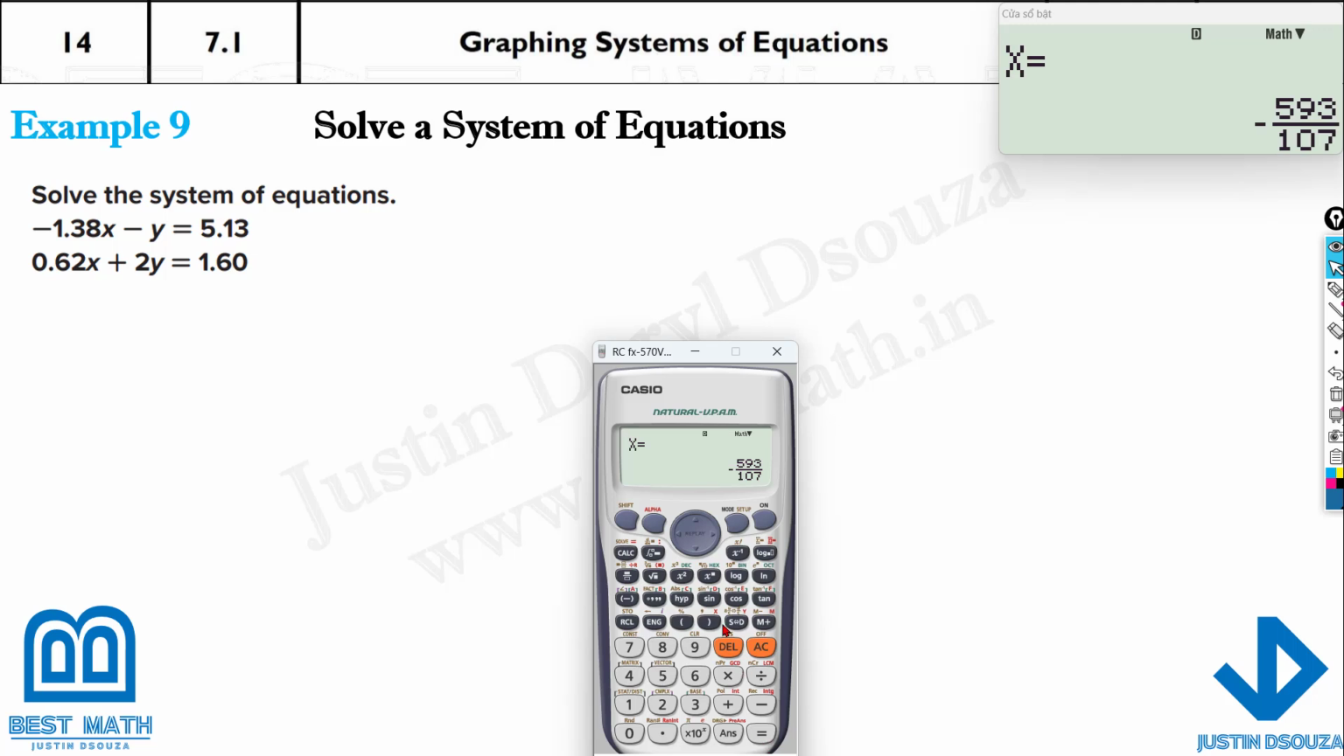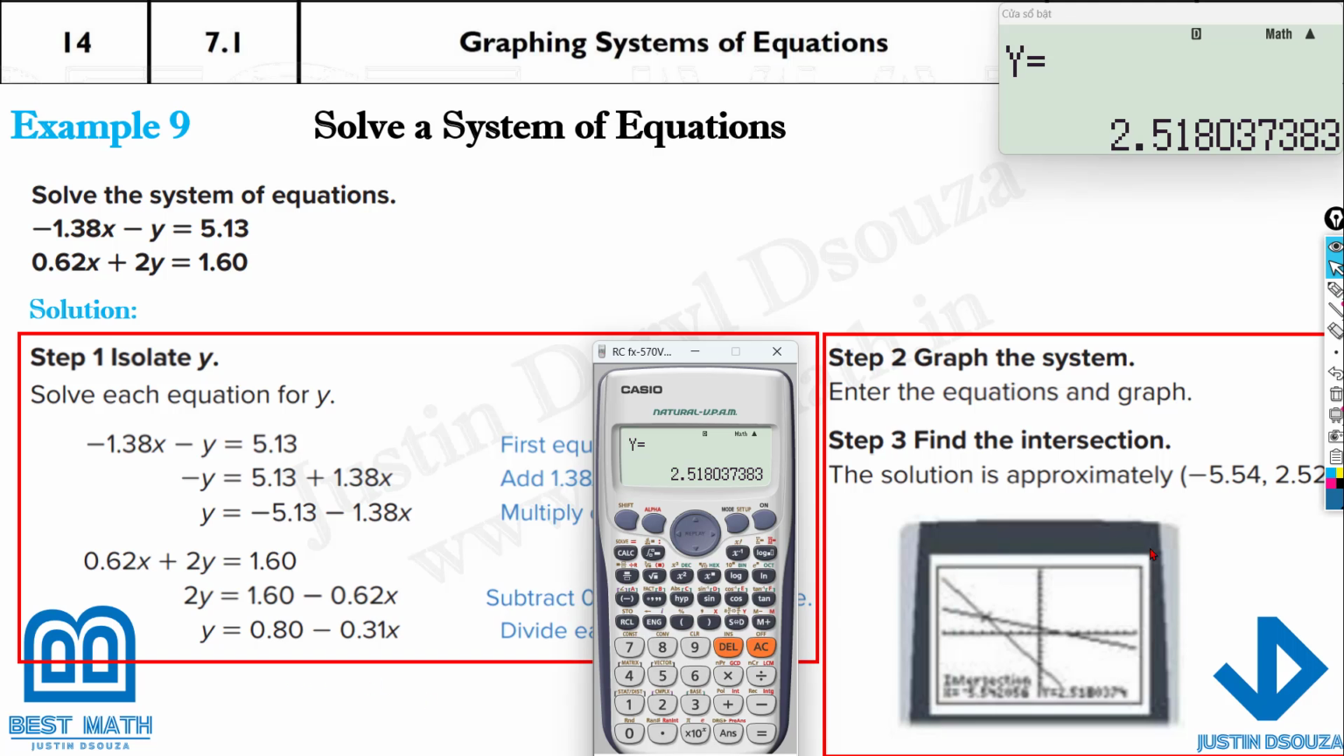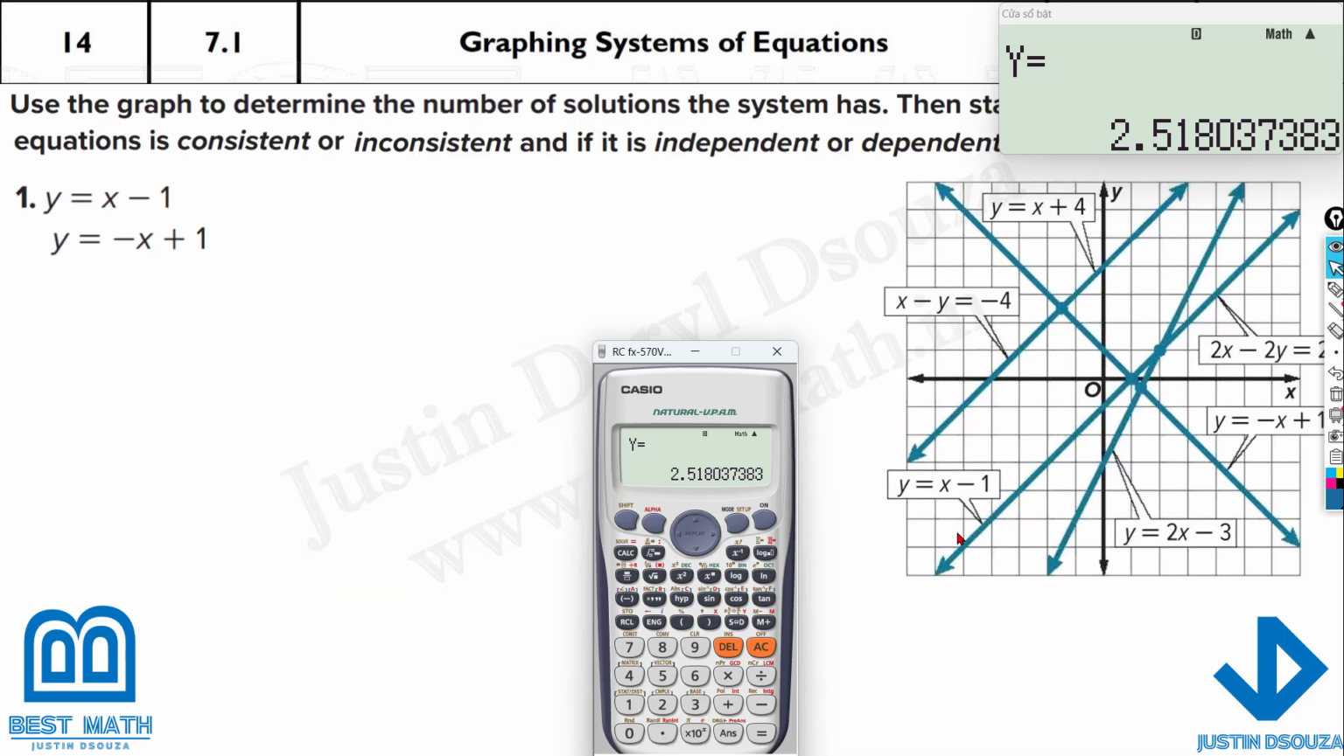And the answer is, here if you press S to get decimal, minus 5.54, and the other value is 2.51. So we can see here the answers are minus 5.54 and 2.518, which will become 2.52. Those are the answers.